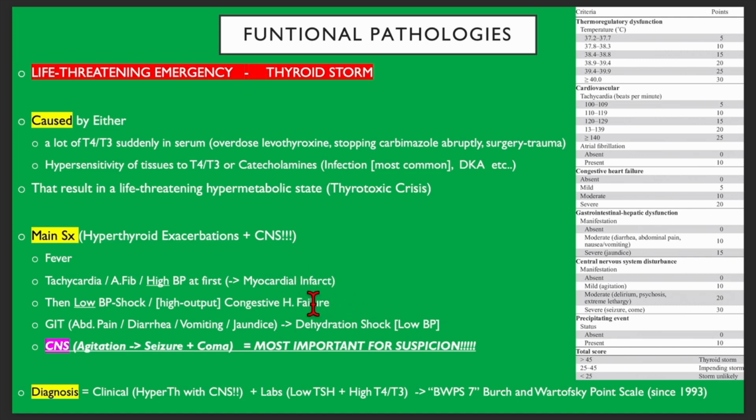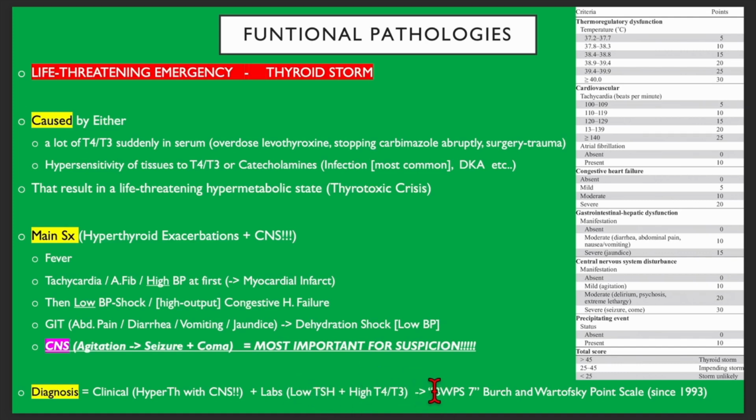That's, I think, the most important mortality thing. That's how they die. But what is important for us to have a suspicion for thyroid storm, from a diagnosis perspective, is the CNS. If you see hyperthyroidism with CNS manifestations, from agitation until seizure or coma, you can see here: agitation, delirium, seizure, coma. With laboratory suggesting hyperthyroidism, that means high thyroid hormone and low TSH, the feedback loop, then you should start the treatment.